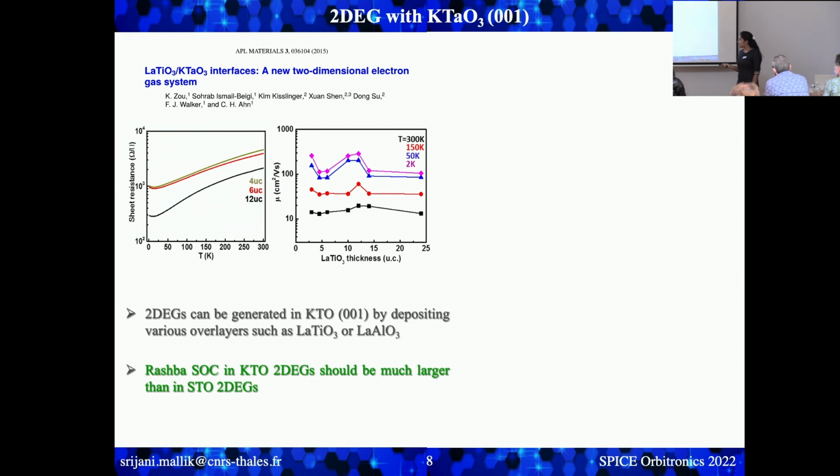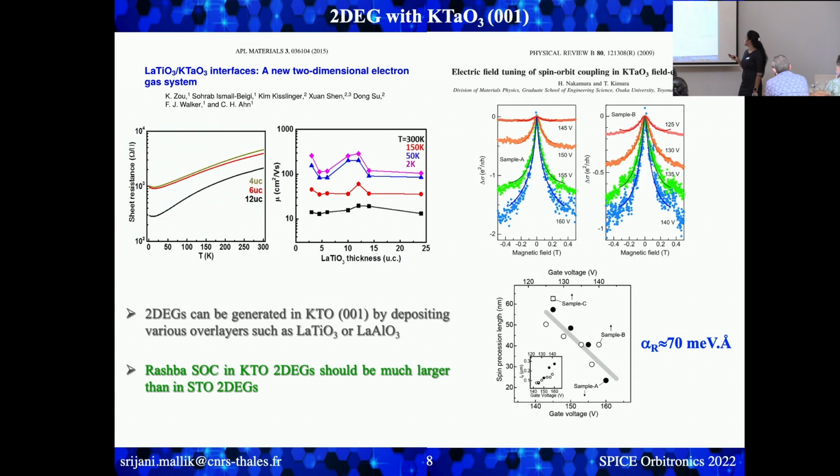And we think that the Rashba spin-orbit coupling in the KTO 2DEG should be much larger than in STO because of the larger spin-orbit coupling due to tantalum. Before we started working on this, there were already a few reports, and the alpha value found in the case of potassium tantalate was about 70 milli-electron volt angstrom. So already we see some improvement compared to the STO case.